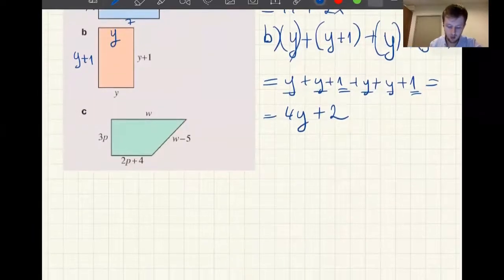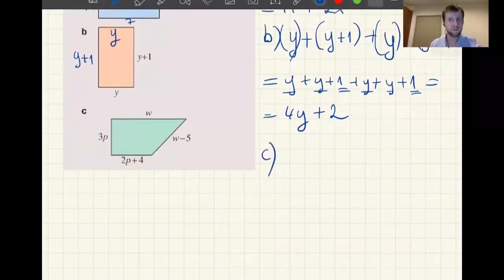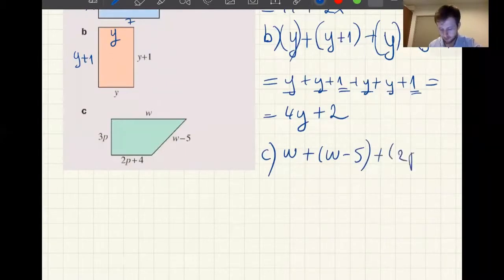And the last one, we have a trapezoid or trapezium, depending on British or American pronunciation. Okay, w plus w minus 5. Conveniently they have all the sides already measured for us. You don't have to guess anything, if it's a rectangle or not. W minus 5 plus, we go 2p minus 4. Oh, that's interesting because here they already have 2 letters. You see, they try to make it more difficult for you.